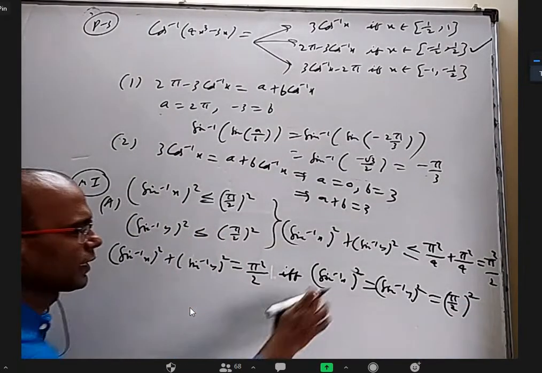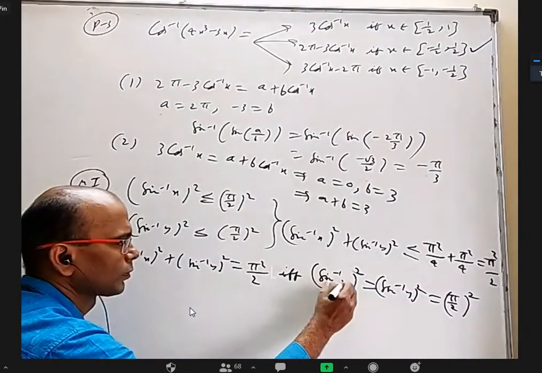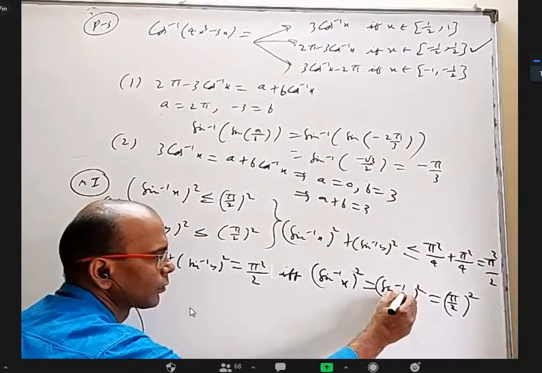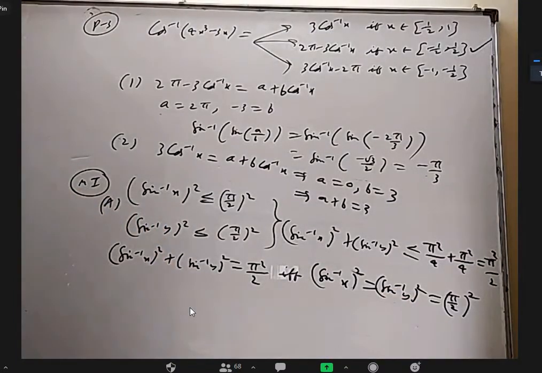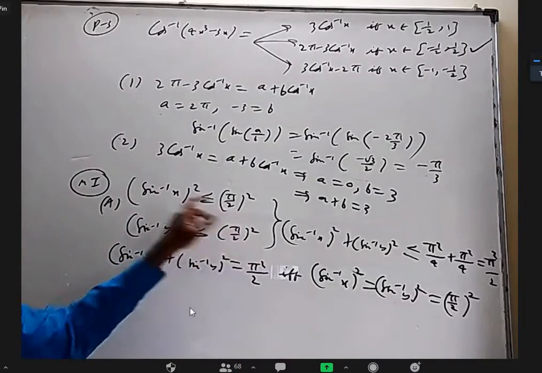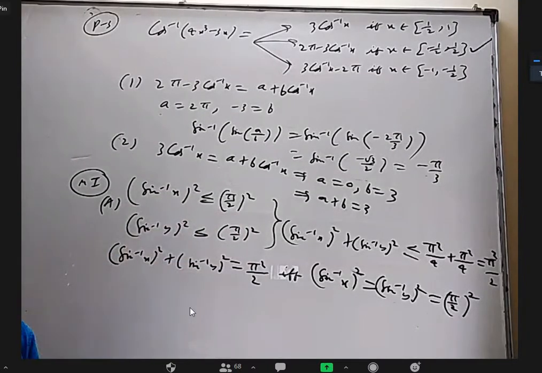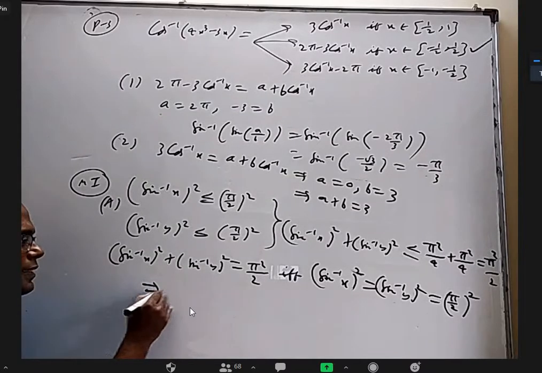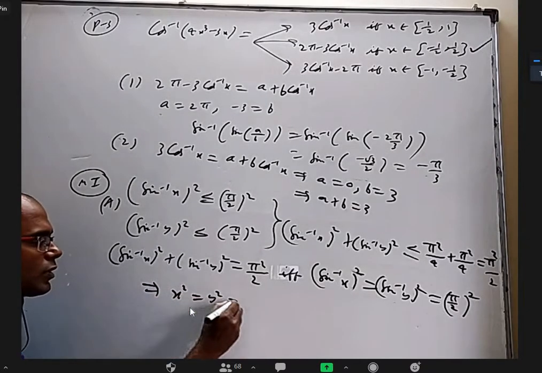Anybody want to tell what should be the x and y values? 1, sir. Okay, don't only think 1. It can be even minus 1. Sin inverse x whole square attains pi by 2 whole square when x is 1 also, minus 1 also, both. Okay. So this implies x square equal to y square equal to 1, I can say.